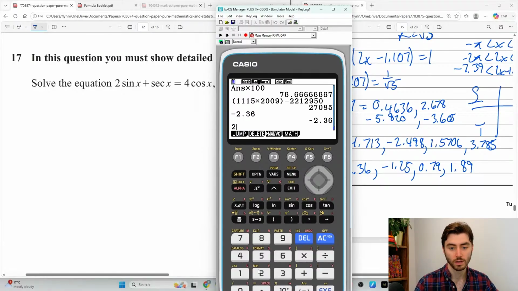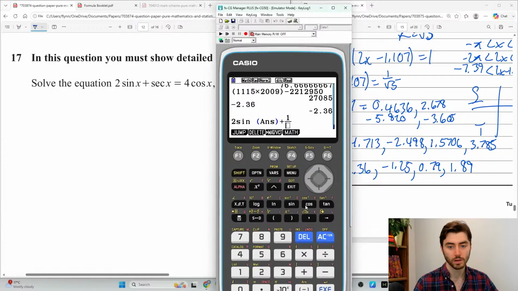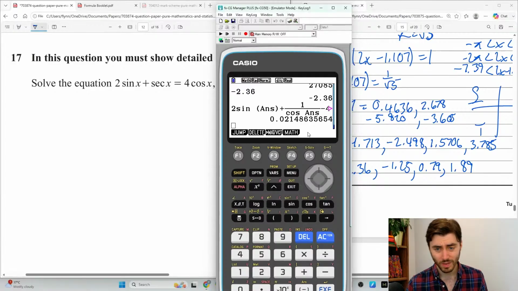So 2 sine answer, which I should put into a bracket probably just to avoid any issues, plus 1 over cos answer. Do not like the CG50. Minus 4 cos answer should get me something close to 0. I think that's good enough with rounding error.